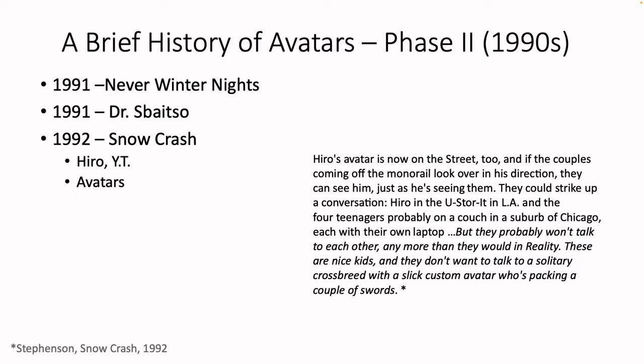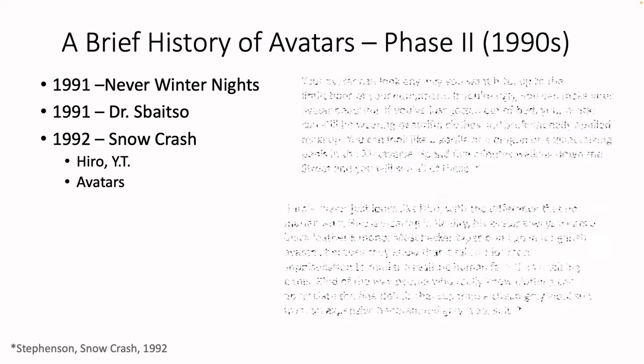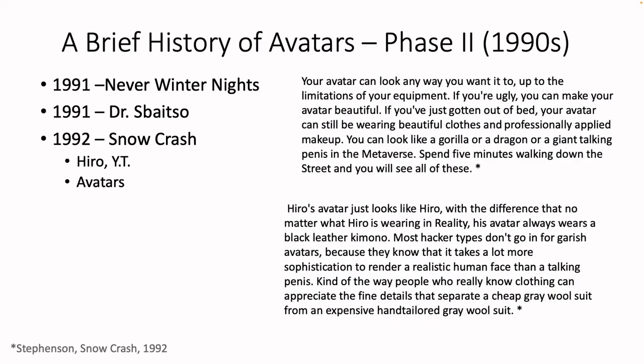Stevenson even refers to an avatar construction kit, but he doesn't go into a lot of detail on it. He goes on further to say your avatar can look any way you want it to. If you're ugly, you can make your avatar beautiful. If you've gotten out of bed, your avatar can still be wearing beautiful clothes and professionally applied makeup. You can look like a gorilla or a dragon or a giant talking penis in the metaverse, right? So this is a new idea.